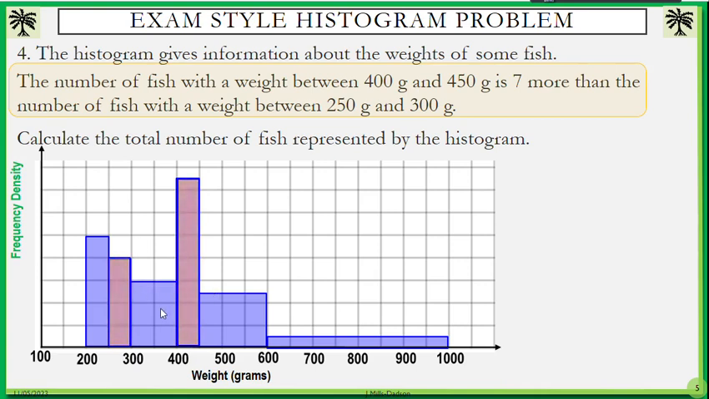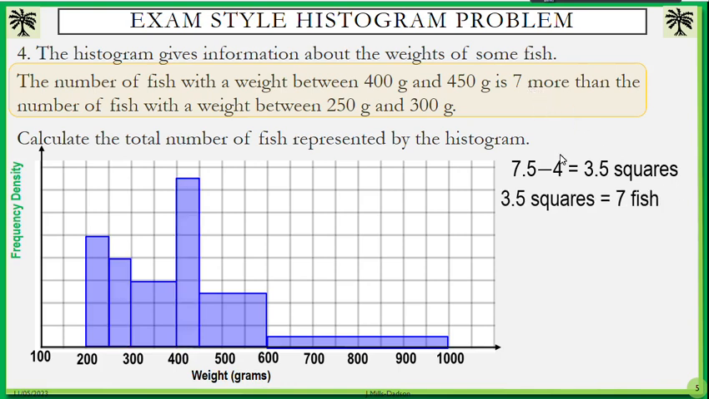Now let's compare the number of squares. That is 4 squares, 1, 2, 3, 4, 5, 6, 7.5 squares. So we can see the difference in terms of squares, and here the difference is 3.5 squares. That means 3.5 squares represent the 7 more fish.